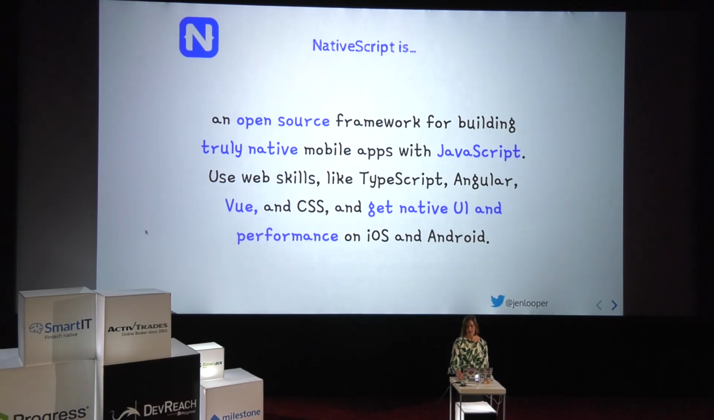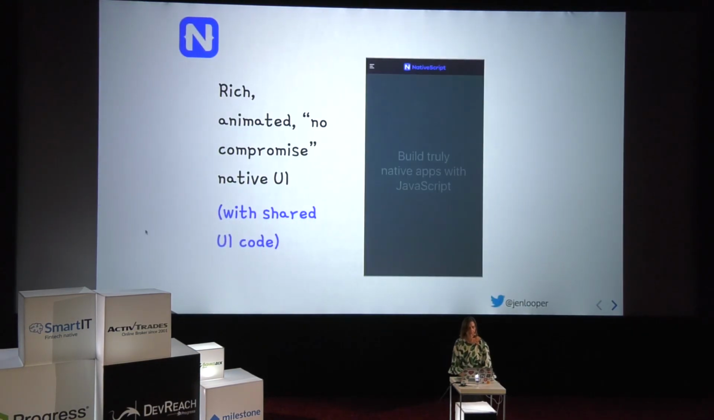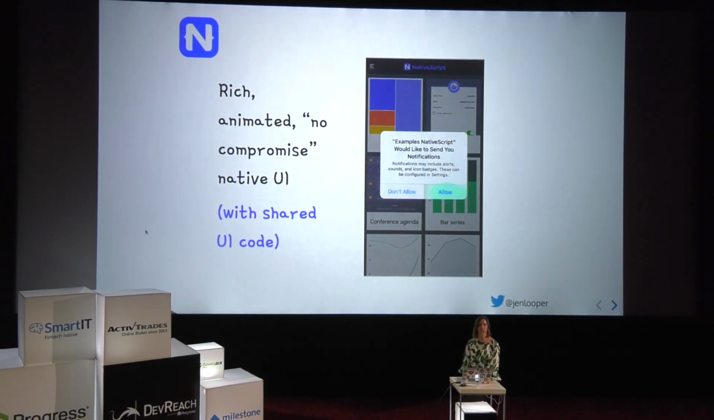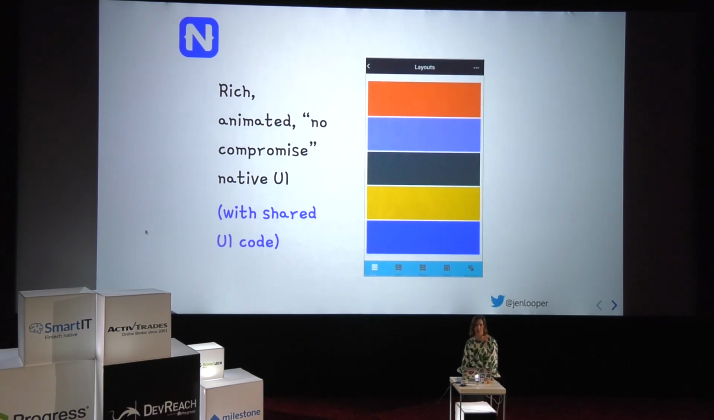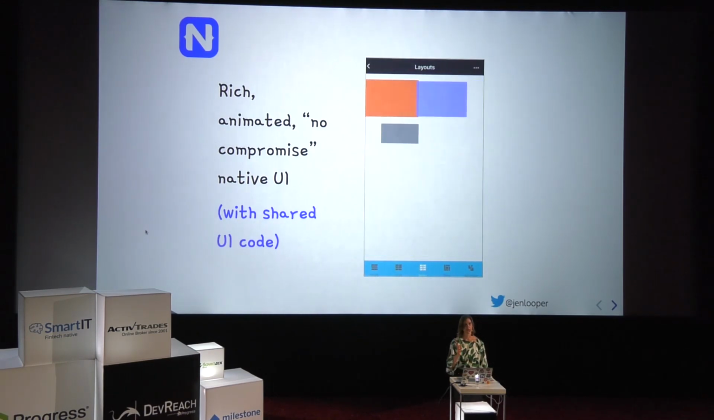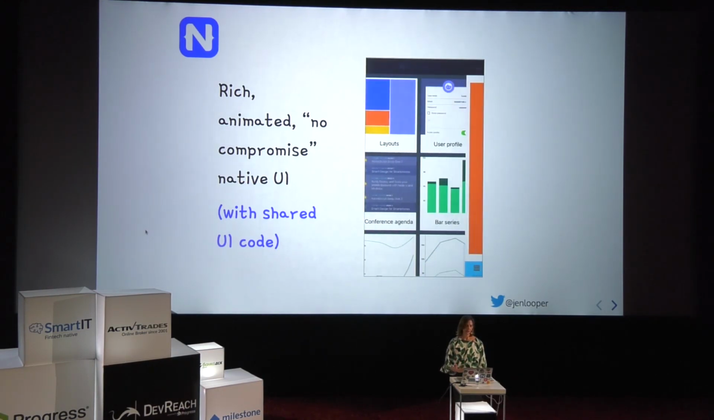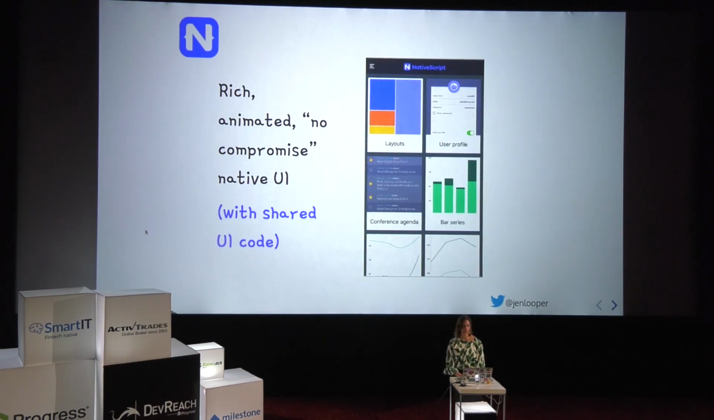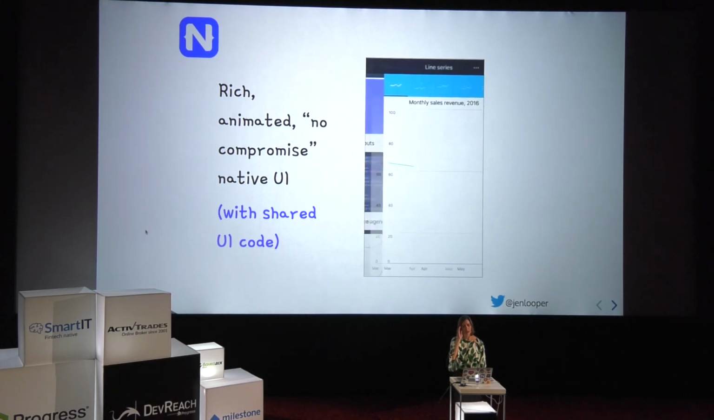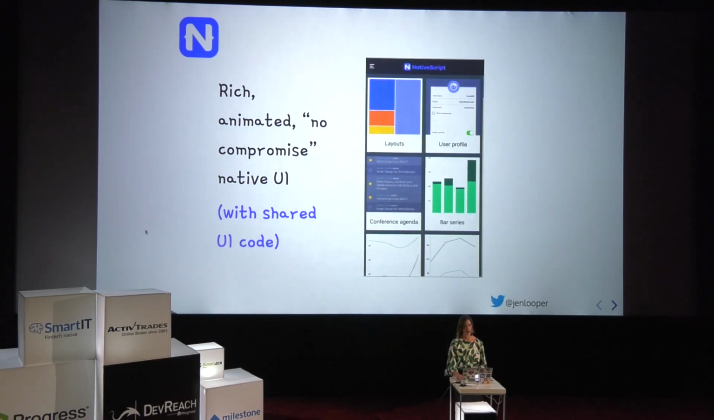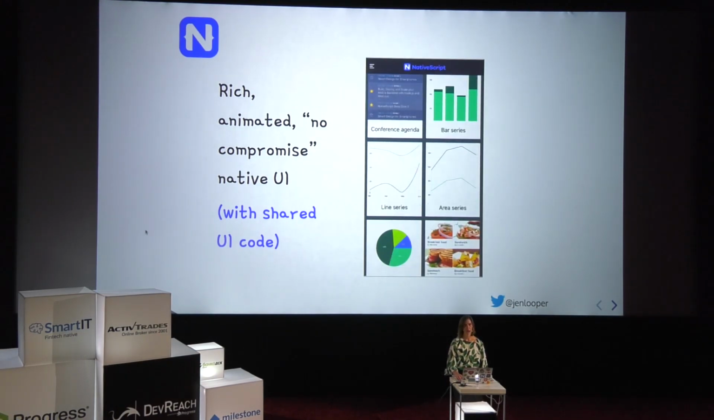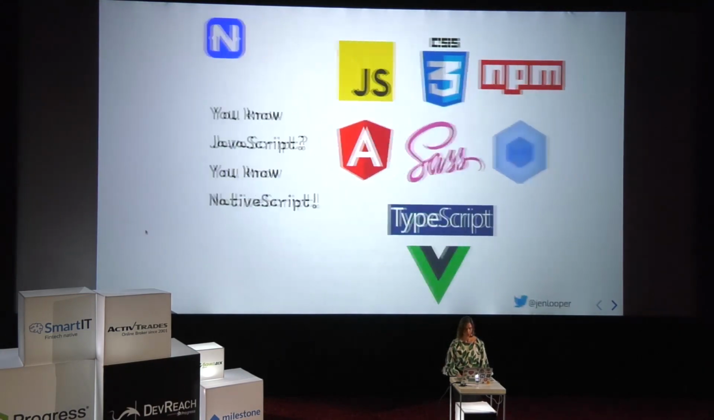So I'll unpack some of these buzzwords for you. Basically, you're using JavaScript to build a lovely mobile app that has this nice native experience. And this is an app in the App Store called Examples NativeScript that shows the nice animations that you can use. And this is all done with JavaScript, using JavaScript to build this native experience. And you can share a certain amount of code between your web app and your native mobile app, which is another plus. So that's really fun.